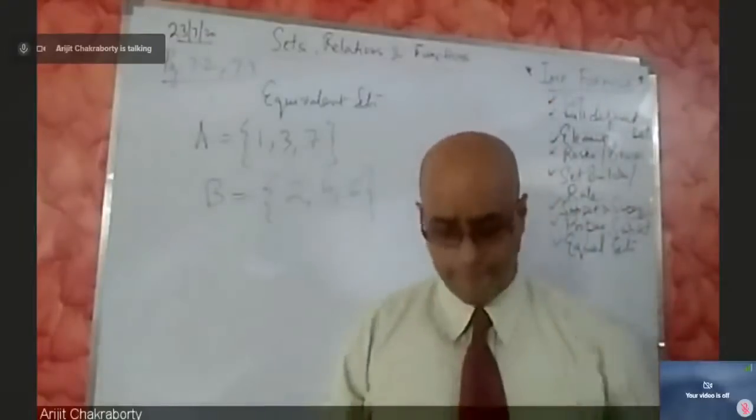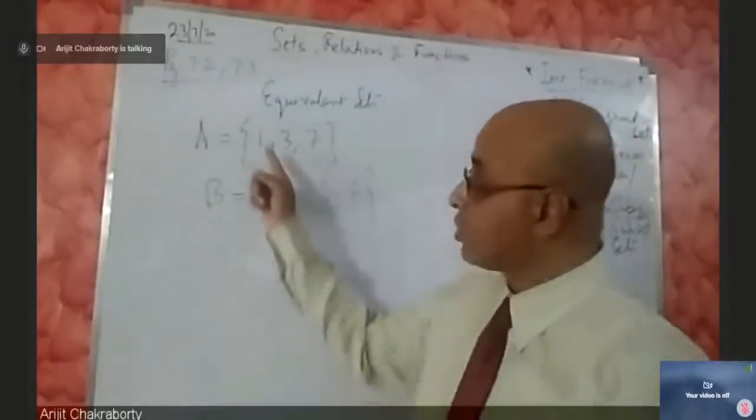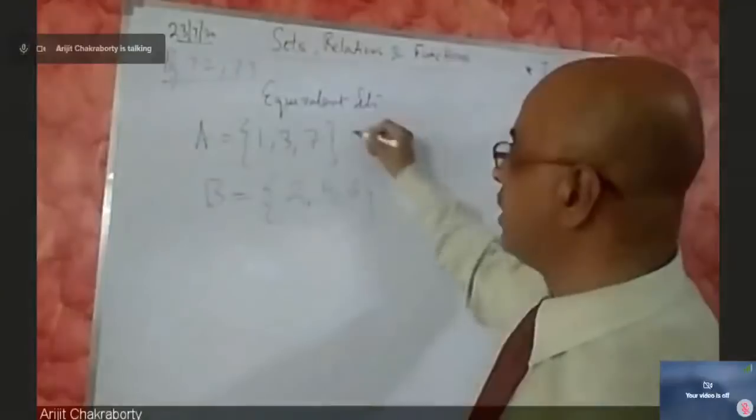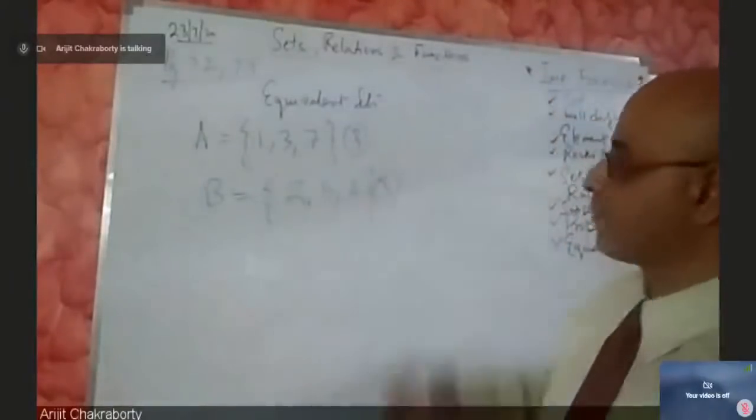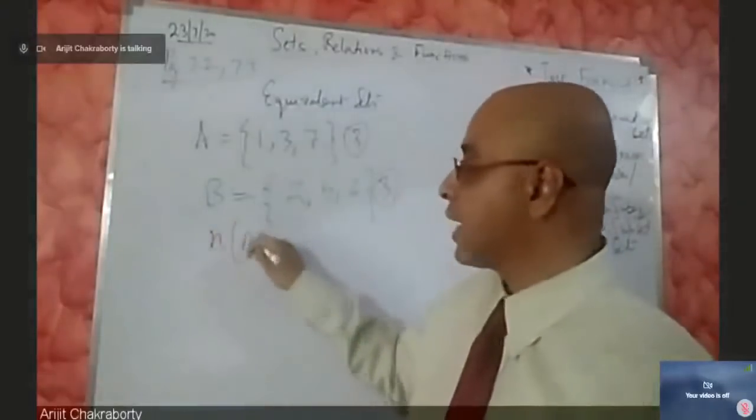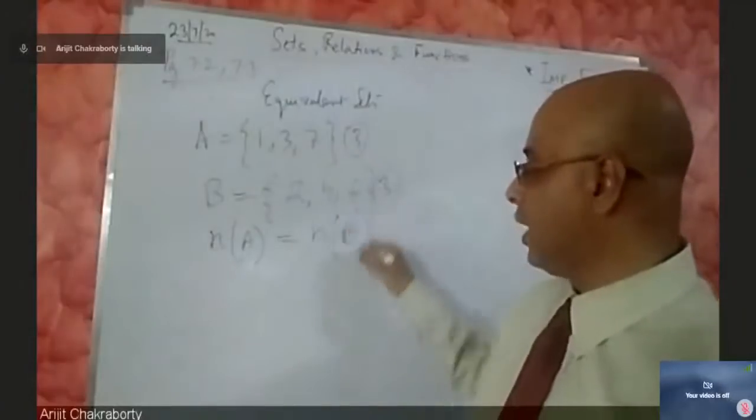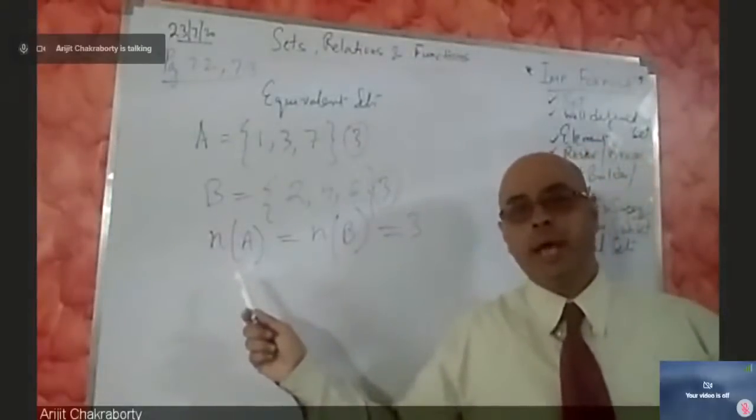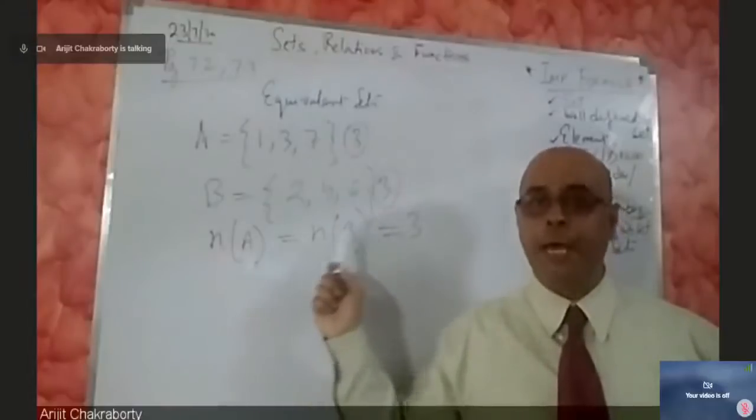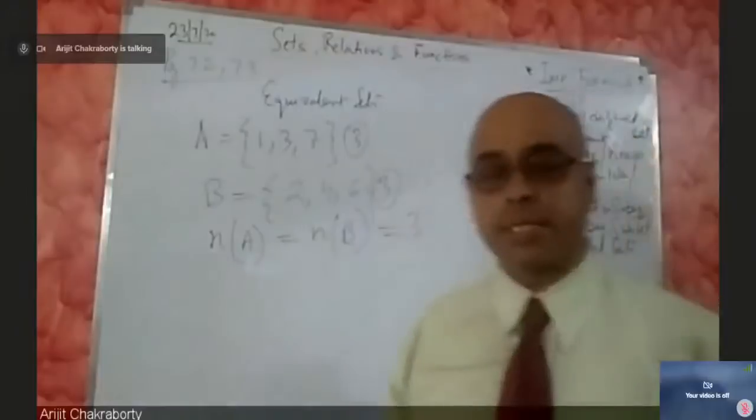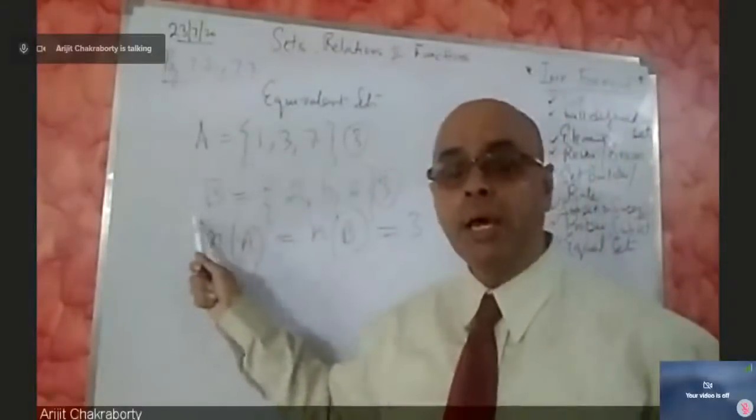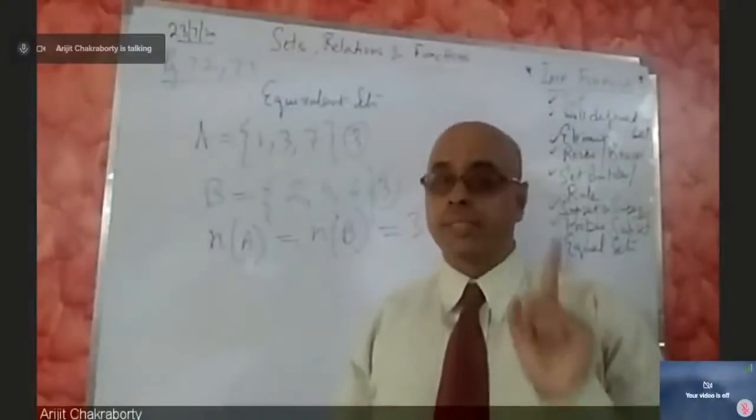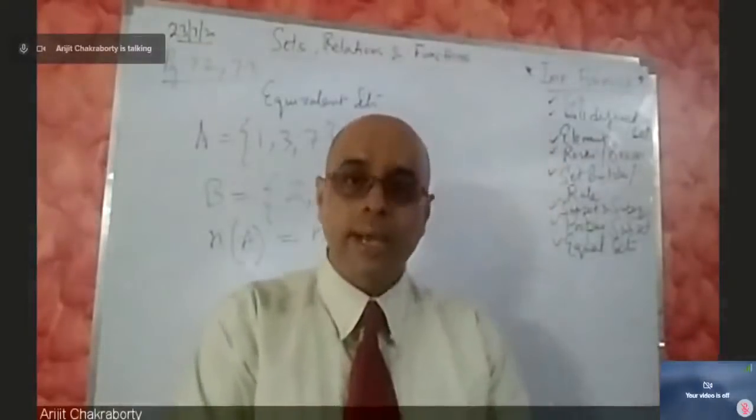Are they equal? No. Now please note that they have the same number of elements. Set A has 3 elements. Set B also has 3 elements. In other words, the number of elements n(A) is equal to n(B), and this is equal to 3. Please see, the number of elements in set A and set B are the same. They have 3 elements each. So this type of set, in this case, sets A and B, are said to be equivalent sets, but they are not equal. So there's a difference between what is an equivalent set and what is an equal set.